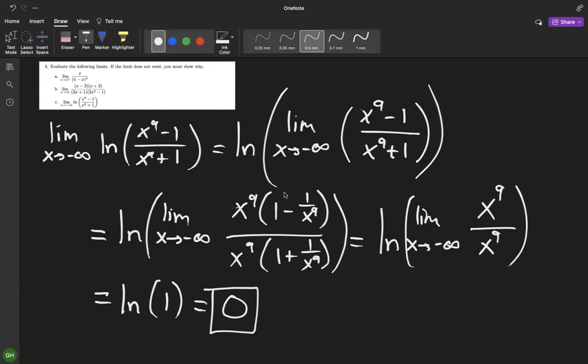So yeah, just the extra complication of the natural log. And the thing to remember is that limits can pass through natural log. So we could take care of the limit of the inside and then plug that into the natural log to see what happens.